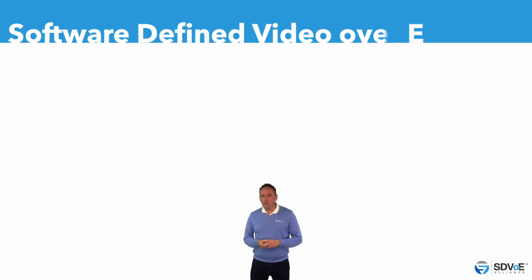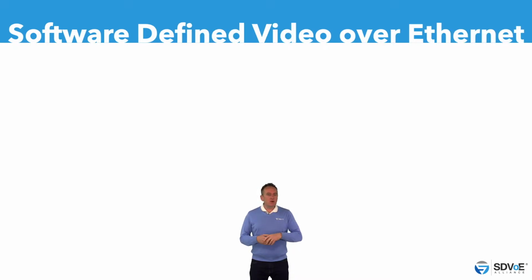Let's begin with the acronym SDVoE. It stands for Software Defined Video over Ethernet. Video over Ethernet is easy to understand. It's video distributed over a standard networking infrastructure, or Ethernet. But what does this software defined part mean?